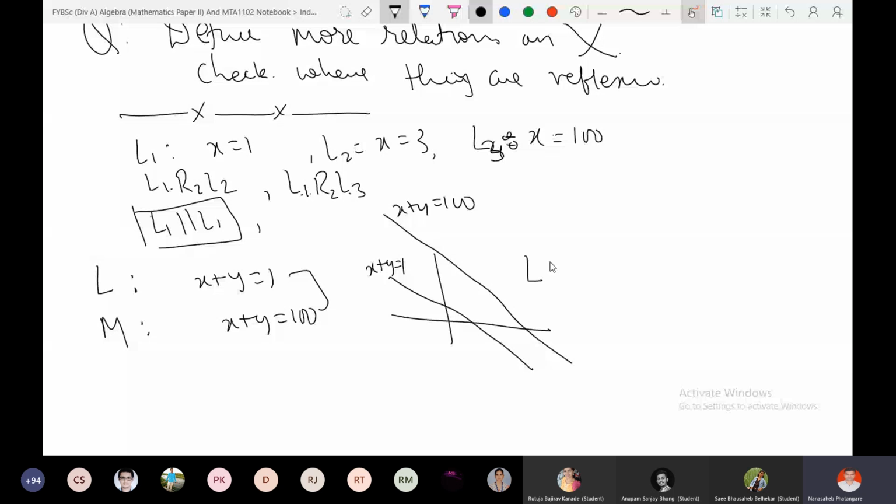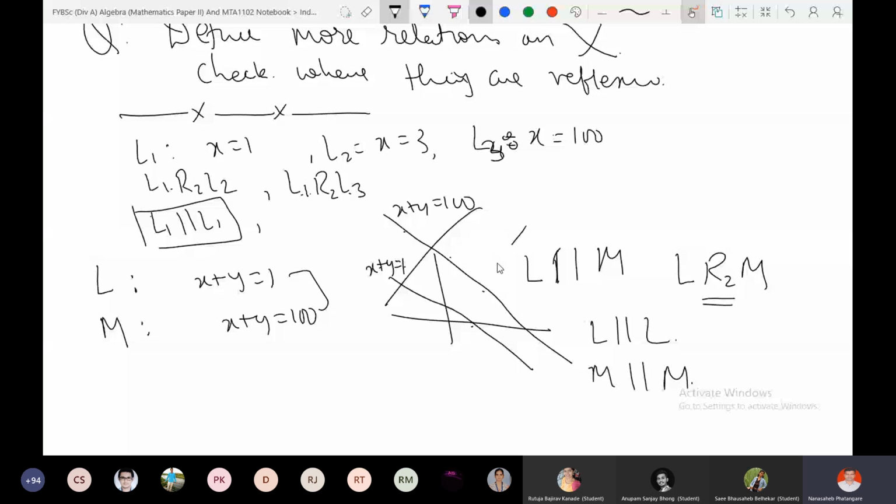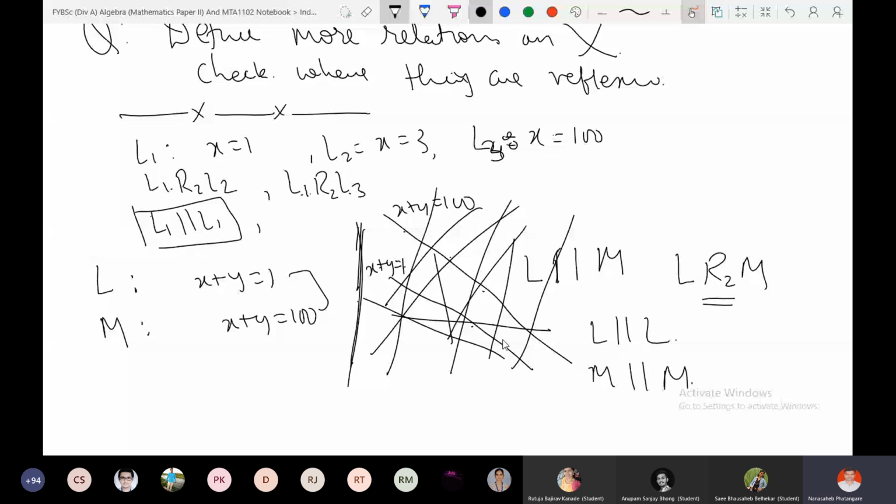That means L is related to M with respect to this second relation R2, no doubt. But moreover, L is parallel to itself. That is also true because x plus y is equal to 1 is parallel to itself. And x plus y is equal to 100, M is parallel to M. Therefore, no matter which line you select, there are infinitely, uncountably many lines, every line is parallel to itself. But a line you select is parallel to many other lines. That is not an issue, because they are parallel. That's it.